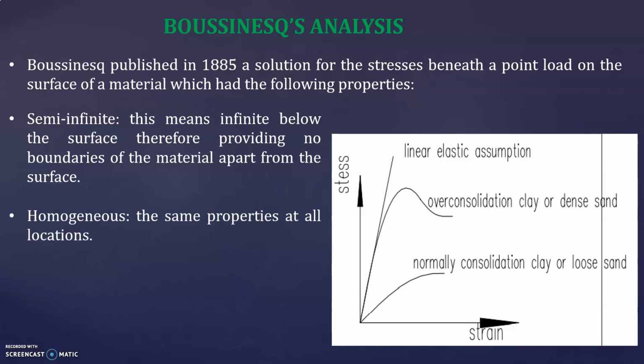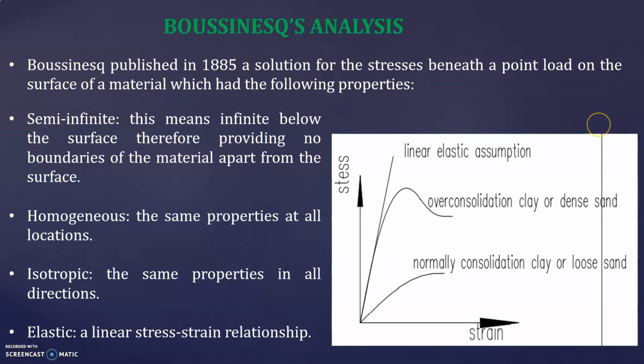Homogeneous, the same properties at all the locations. Isotropic, the same properties in all directions. Elastic, a linear stress-strain relationship. You can see here, this is a stress-strain graph or curve. This is for normally consolidated clay or loose sand, and this curve for over-consolidated clay or dense sand, and this is for the linear elastic assumption.